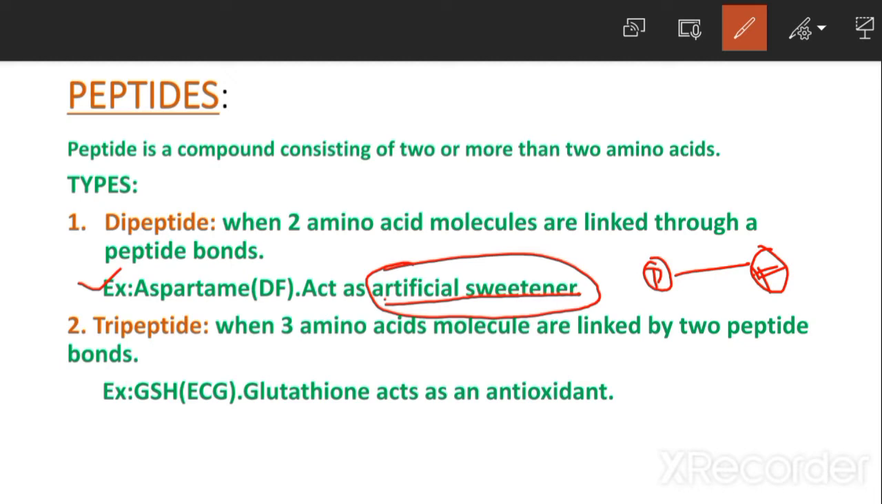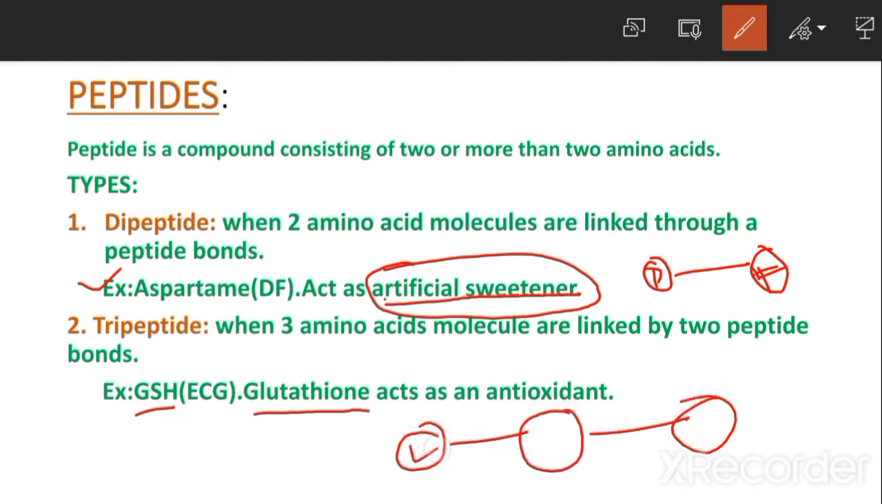And a tripeptide example is GSH, glutathione. Glutathione is made by three amino acids, E, C and G, with two peptide bonds, and it acts as an antioxidant.